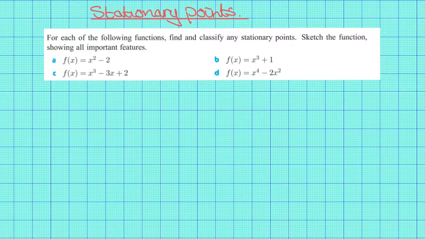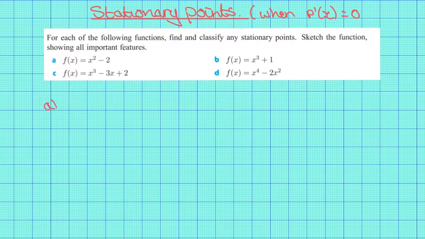Stationary points occur when f dash of x is equal to 0. For each of the following functions, find and classify any stationary points. Sketch the function showing all important features.